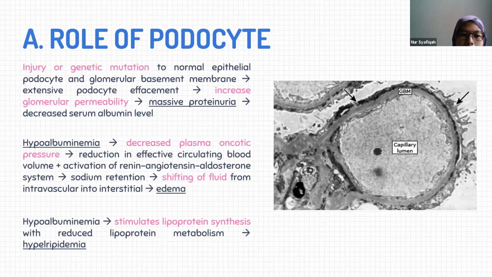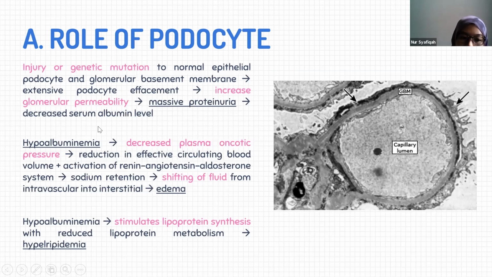So basically, when there's injury or genetic mutation to normal epithelial podocyte and glomerular basement membrane, this will cause extensive podocyte effacement. As we can see in this picture on the right, there's podocyte effacement where we can see the foot processes. And then from the extensive podocyte effacement, there will be increase in glomerular permeability, which will then lead to massive proteinuria and resulting in hypoalbuminemia.